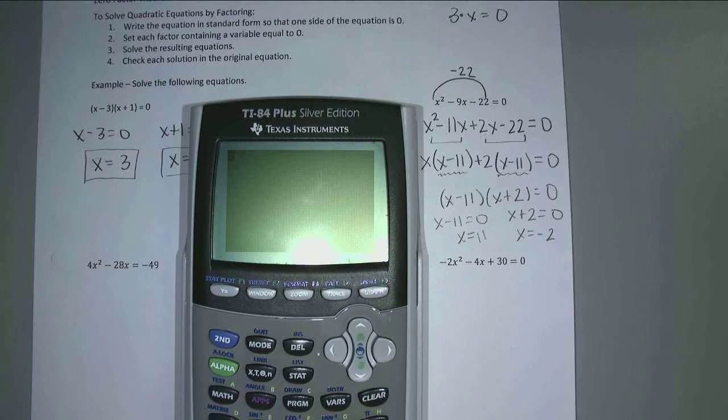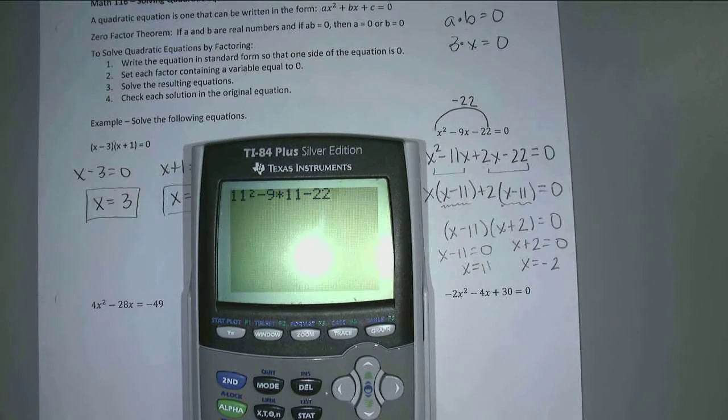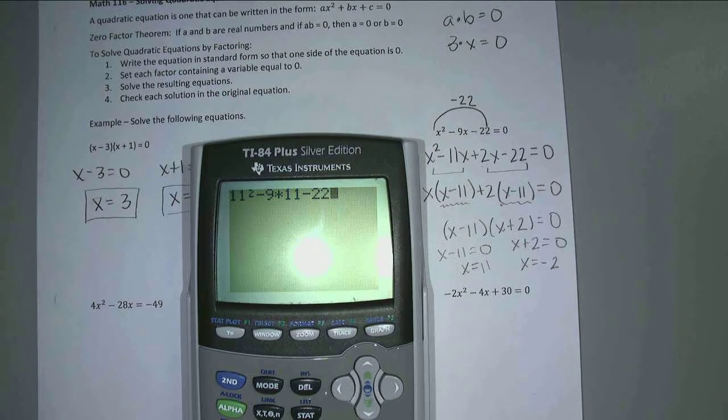So we're going to plug 11 in, and we're going to square it. Minus 9 times x, so minus 9 times 11, minus 22. Can you guys see that? So I'm just making it look like my initial quadratic, and the second I hit enter, what do I hope to get? The 0, and I do, okay?